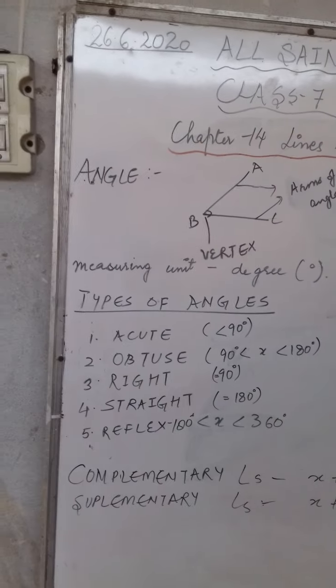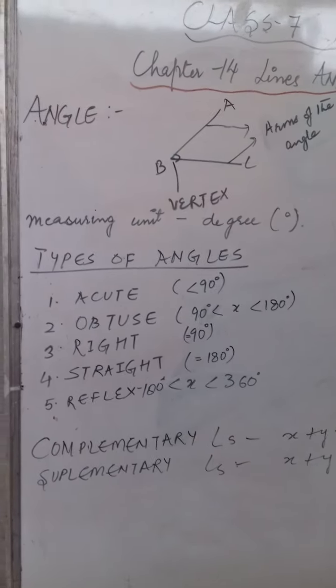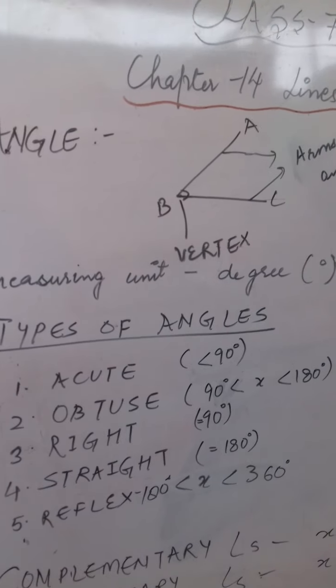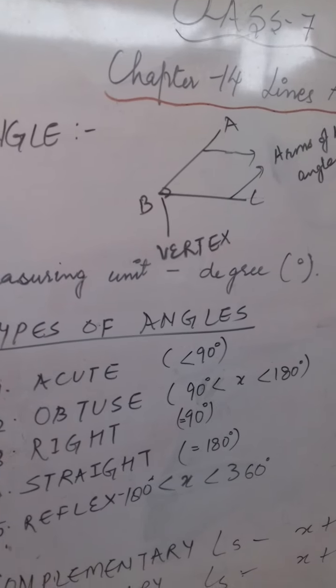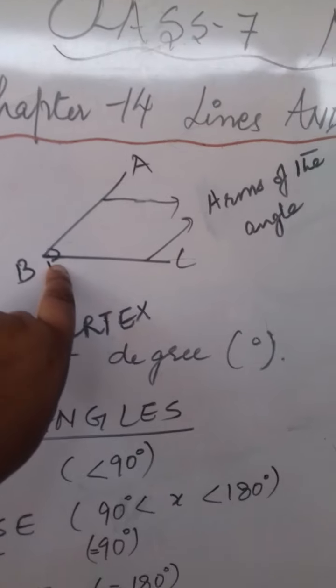Okay class, now we'll do the next topic, angle. What is an angle? An angle is formed when two line segments or two rays have a common end point.